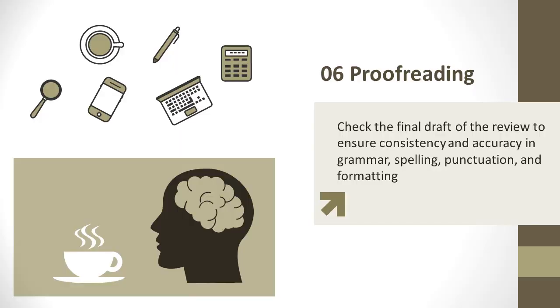After writing the review, the final step is proofreading. In this step, you check the final draft of the review to ensure consistency and accuracy in grammar, spelling, punctuation, and formatting. The proofread review paper is then ready for submission.